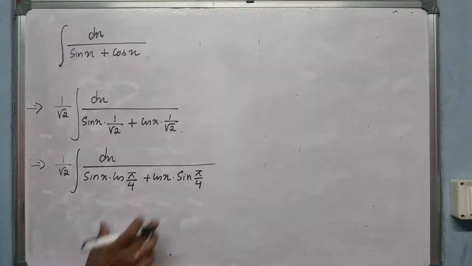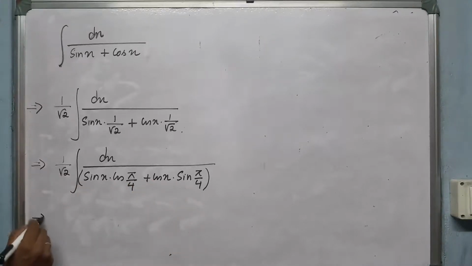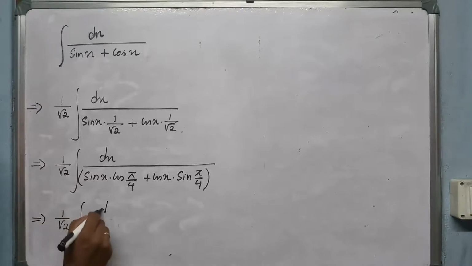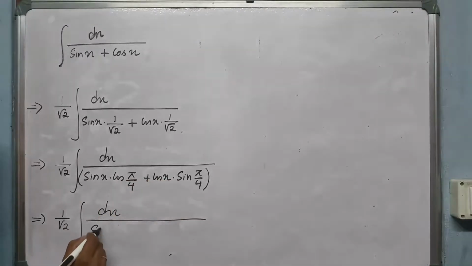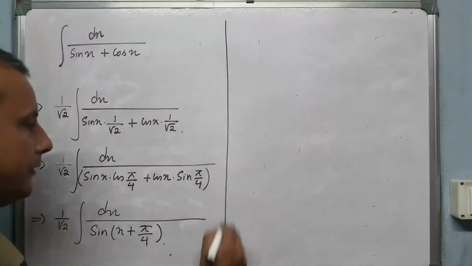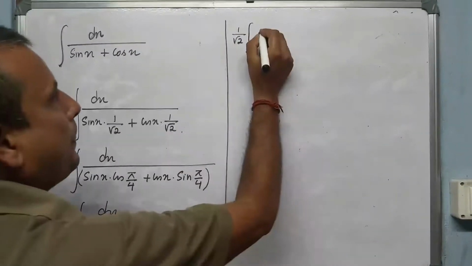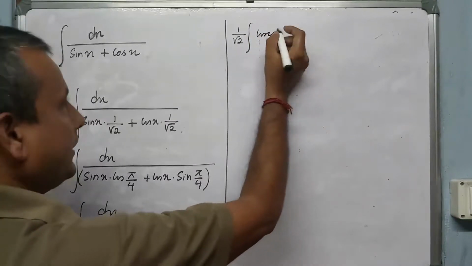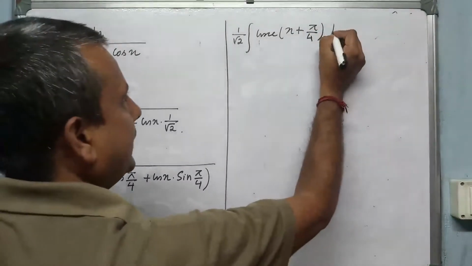Now after doing these things, this denominator quantity is in terms of a formula. Which formula? sin A cos B plus cos A sin B, compound angle, class 11. Sin A cos B plus cos A sin B is sin(A plus B). 1 over sin is cosec. So we get cosec(x plus π by 4) dx.